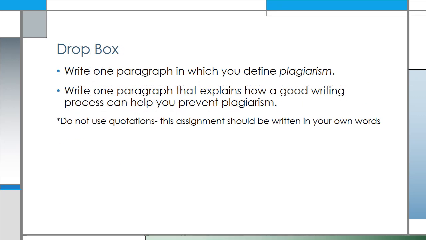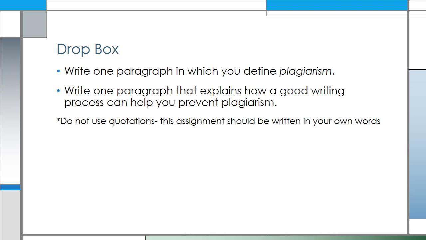Finally, let's look at your Dropbox discussion. The Dropbox discussion is going to be looking at plagiarism, what is it, and how do you avoid it. This will involve 2 paragraphs of writing. The first will be a definition of plagiarism. The second will be a paragraph that explains how a good writing process can help you prevent plagiarism. For that paragraph, you might want to refer back to your readings that talk about the writing process and think about how those can help you make sure that you're not using too many of other people's ideas and that you're really generating your own thoughts and paragraphs.